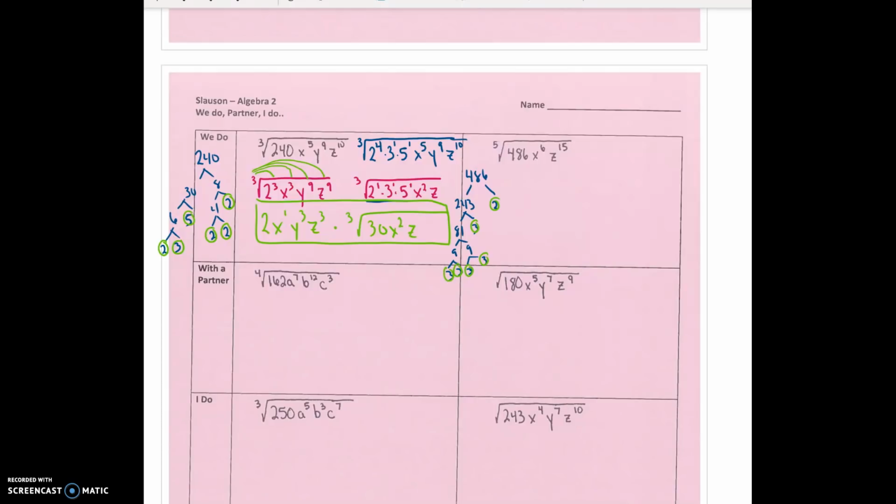And now I'm going to rewrite it. So instead of 486, I'm now going to have 3 to the 5th power along with a 2, which you can put an exponent of 1, x to the 6th, and z to the 15th. So now I'm going to make my perfect and my not perfect. So 5th root and a 5th root here. So my 3s, they are all perfect. My 2s, I don't have enough to be perfect. Of my 6 x's, 5 of them can be perfect, and that makes 1 not. And of my 15 z's, these are all perfect.